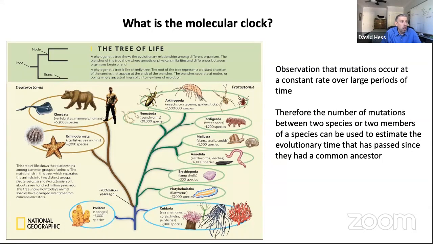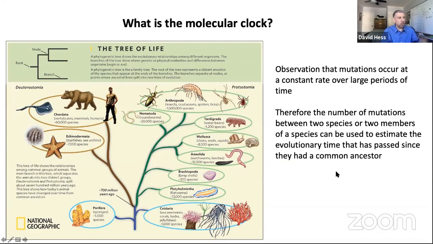And so figuring out the ticking of that clock, the ticks being the accumulation of mutations. If you know what rate that's occurring, then you can compare any two genomes of different species, or even two members within a species, and figure out how long it's been since they shared a common ancestor. And so this is a really useful tool in evolutionary biology.